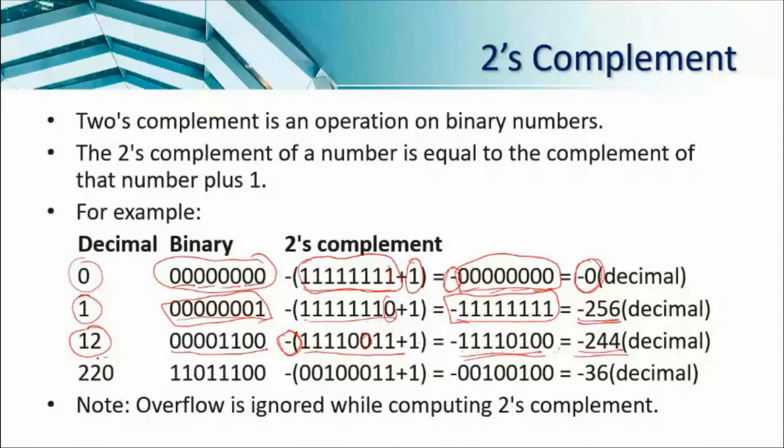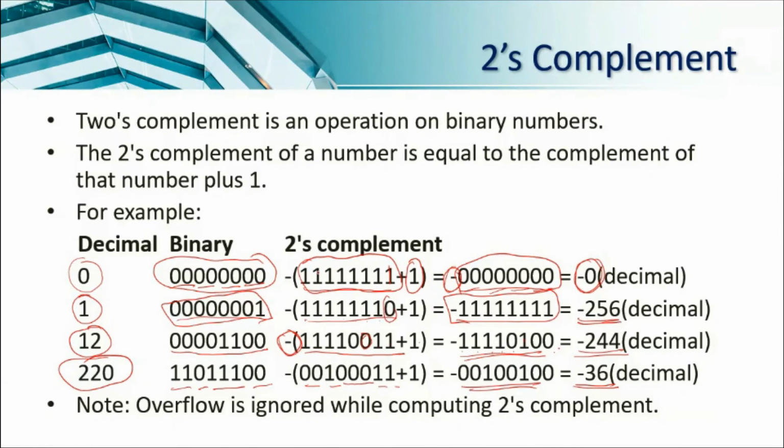Now 220 is the value that we obtained by finding the complement of 35. In binary it is 1, 1, 0, 1, 1, 1, 0, 0. The complement of that is 0, 0, 1, 0, 0, 0, 1, 1. Then we add a plus 1 and take the minus. So that is 0, 0, 1, 0, 0, 1, 0, 0, which is minus 36 in decimal. In all these cases, the overflow is ignored while computing the 2's complement.